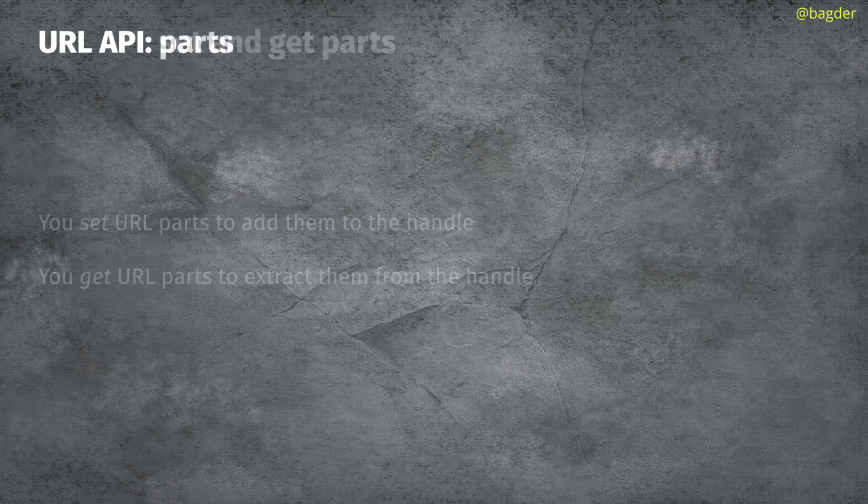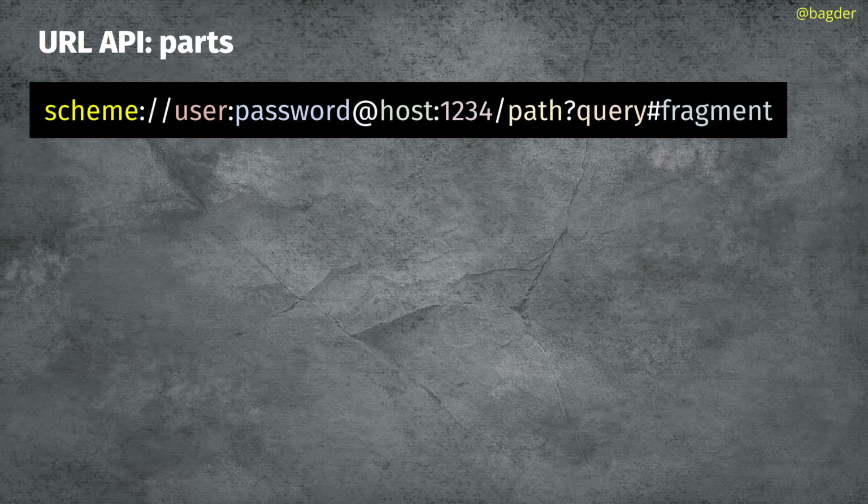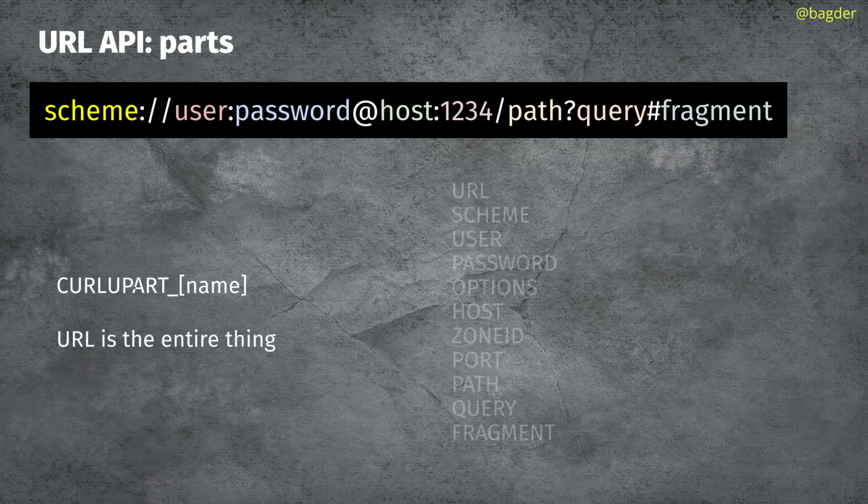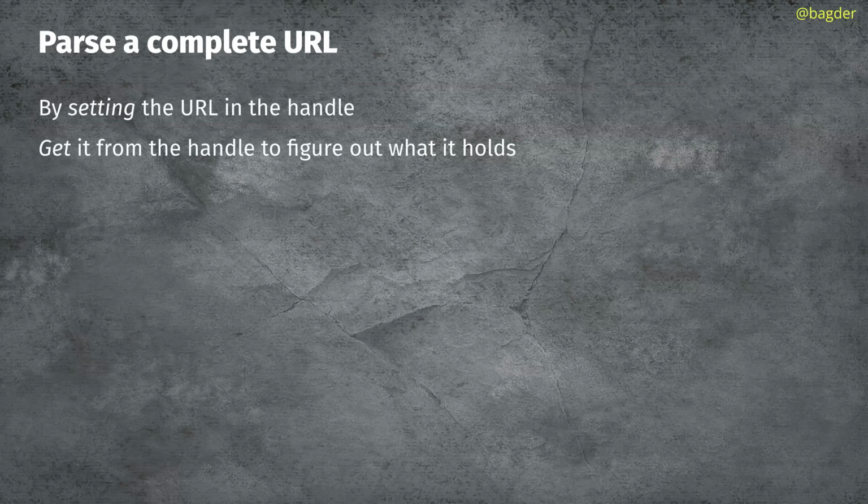So, for example, here's a URL, with all the crazy parts of a URL. All of these different parts, scheme, user, password, host, port, path, query, fragment, are different components, and you can refer to them in a URL call using this curl U part name. And there's a part for the entire URL. So you can parse a complete URL by setting a URL into the handle, and you can get the URL by getting individual components of the complete URL.